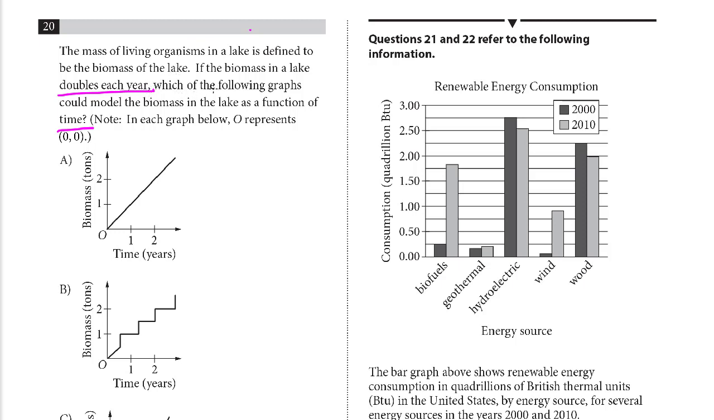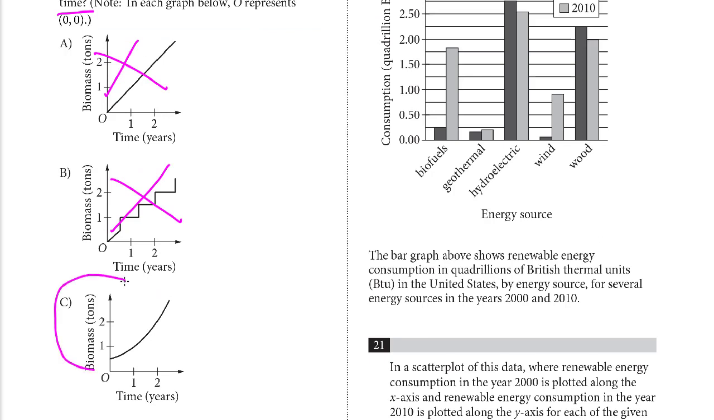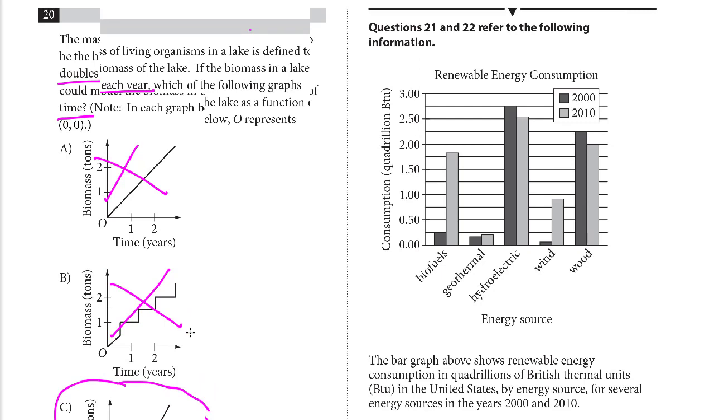Constant rates of change are linear. That is linear. That's a constant rate of change. That's a step function. This C is the correct curve for an exponentially increasing function where we double each year. And we can see if we go from 1 at year 1 to 2, double that at year 2. C is the correct answer for 20.